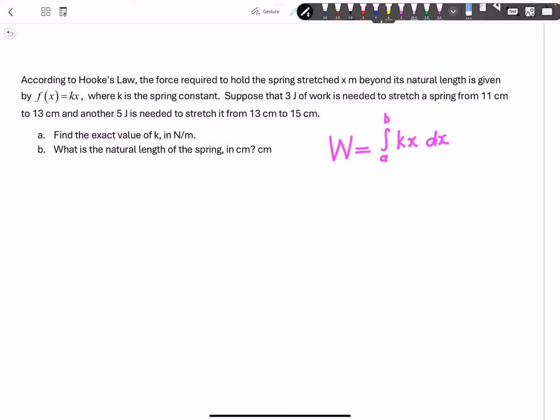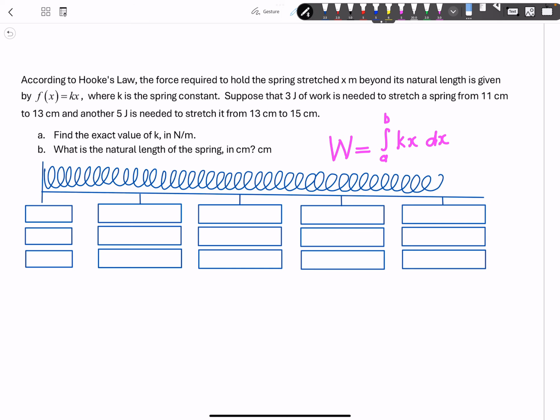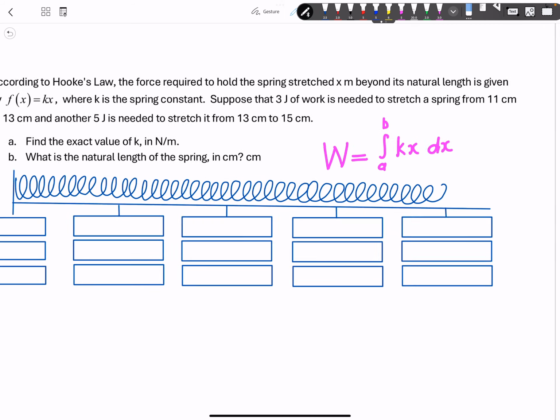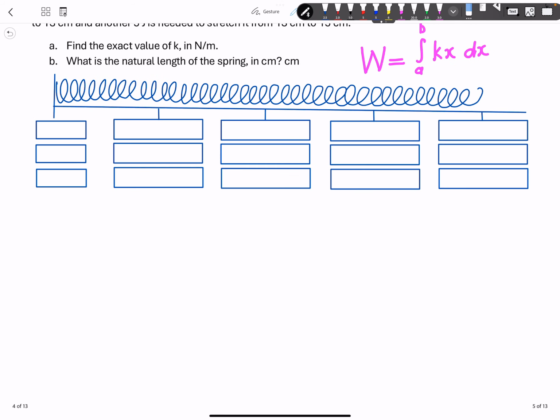All right, in our next problem, we're looking at the following. According to Hooke's law, the force required to hold a spring stretched x meters beyond its natural length is given by f of x equals k times x, where k is the spring constant. So suppose that 3 joules of work is needed to stretch a spring from 11 centimeters to 13 centimeters, and another 5 joules is needed to stretch the spring from 13 centimeters to 15 centimeters. Find the exact value of k in newtons per meter, part A, and then part B, we're going to see if we can find the natural length of the spring in centimeters.